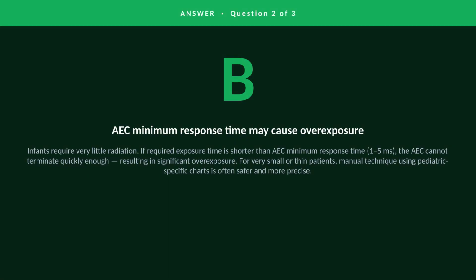The answer is B, the AEC minimum response time may cause overexposure. Infants require very little radiation for adequate exposure. If the required exposure time is shorter than the AEC minimum response time, 1 to 5 milliseconds, the AEC cannot terminate quickly enough. The result is significant overexposure. Manual technique using pediatric-specific charts is often the safer approach for very small patients.